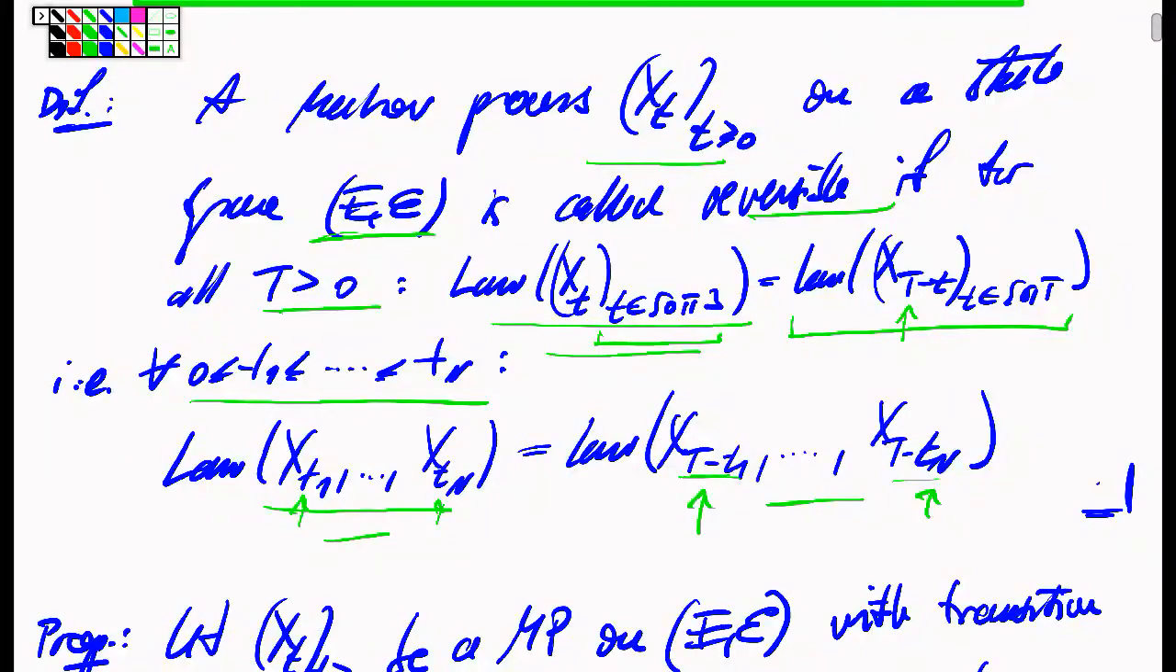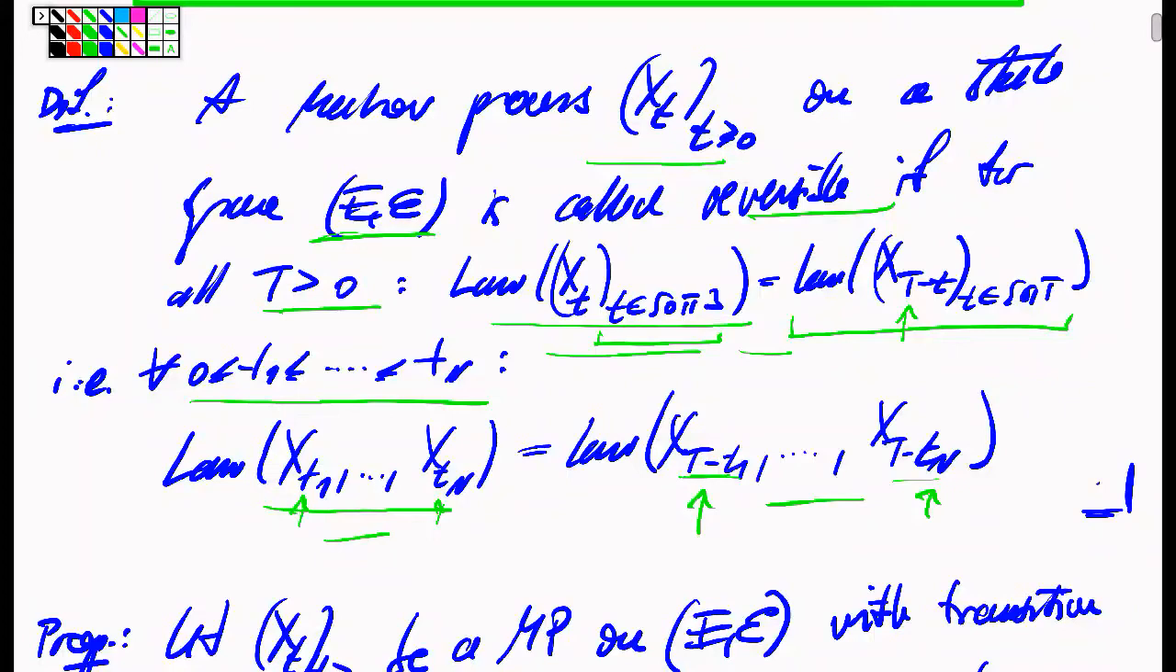The concept of reversibility of Markov processes, or stochastic processes in general, generalizes the idea of a continuous dynamical system which is invariant under time inflection. This way we describe the invariance under time inflection not in terms of a trajectory-wise identity, which would be the case for the deterministic system. Here we require that at least the laws, so the statistical properties of these two processes, are the same.